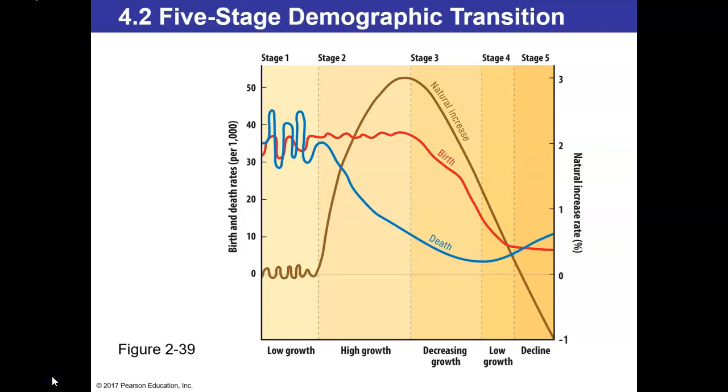A possible stage 5 will be characterized by a very low crude birth rate, an increasing crude death rate, and a declining natural increase rate. So whereas in stage 4 you saw 0 or negative NIR or population growth, in stage 5 you're going to see a declining population growth. And so that is going to be much more distinctive.